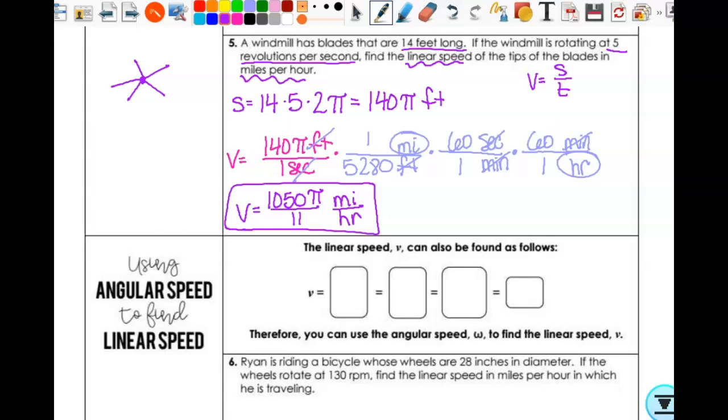What questions do you have? Anything? Dimensional analysis is not new to you, so we're just applying that to a formula, really. It's a plug and chug type of thing.